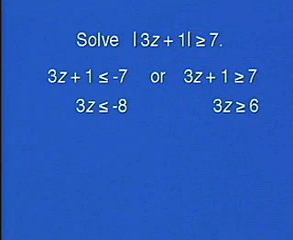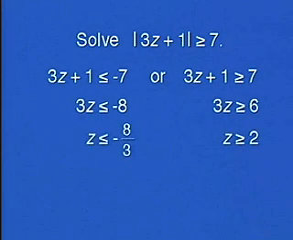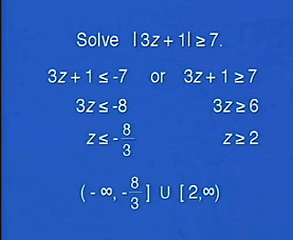Solving each one, we have 3z is less than or equal to negative 8, or 3z is greater than or equal to 6. And dividing both by 3, we have z is less than or equal to negative 8/3, or z is greater than or equal to 2. Looking at this in our set notation then, we're looking at all the values of z that are between negative infinity and negative 8/3, including the negative 8/3, and all values of z greater than or equal to 2, so that would be the interval from 2 to infinity, including 2.